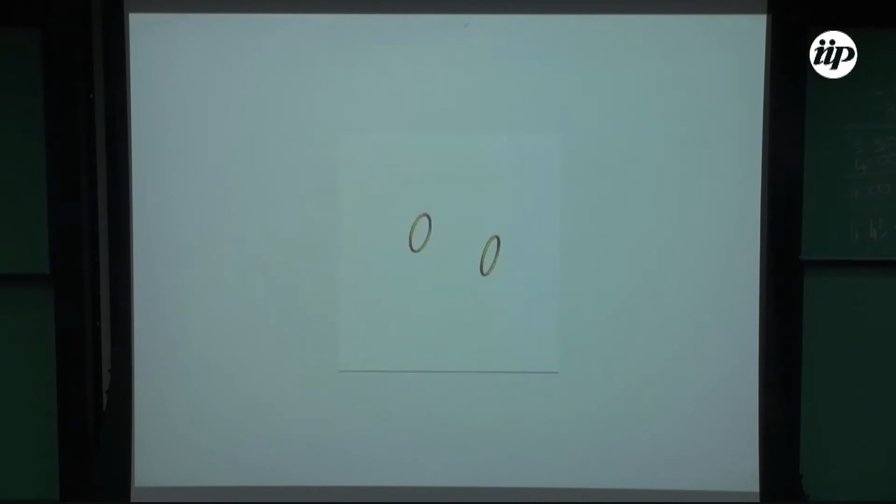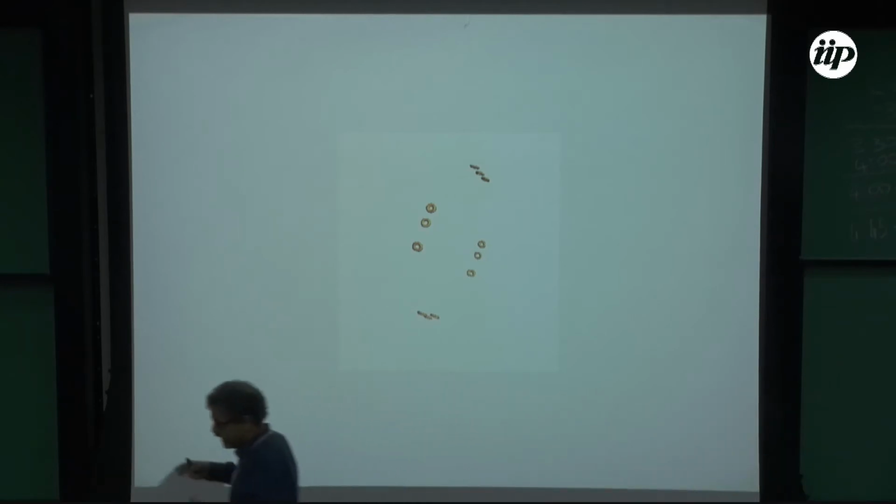And you can do the same for a vortex ring, the kind of Nichols experiment. Well, this is a simulation. And you see, if I pass it again, you observe the same thing, that there is a scattering.